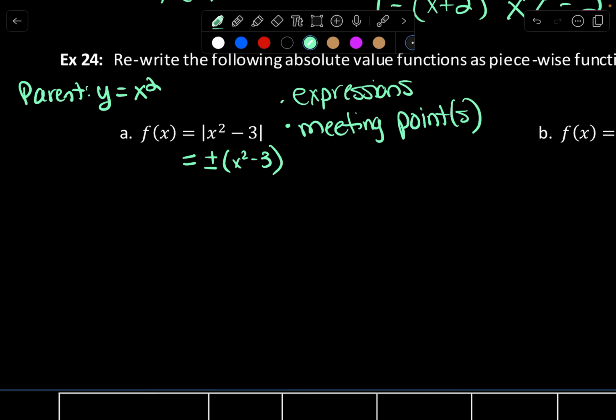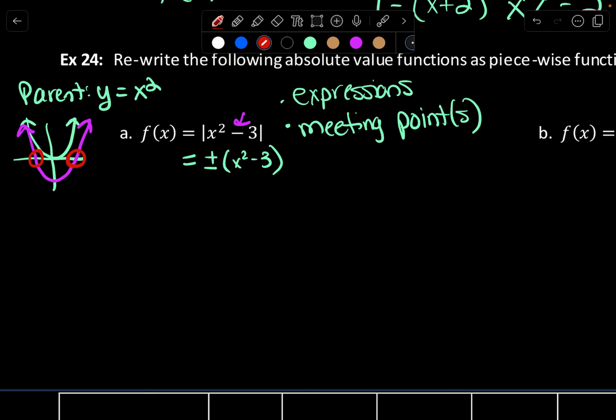So where are the domain restrictions going to change? Our parent function looks like this. But if we shift it down 3 with that minus 3 in there, it's going to look like this. Okay? And then when we apply that absolute value, it's going to take whatever is below the x-axis and fold it up to the top. Okay? So that means the folding points are going to be here, which means that's where our meeting points will be for our piecewise and how our domain restrictions will be set up.